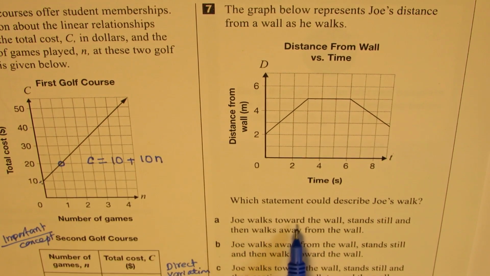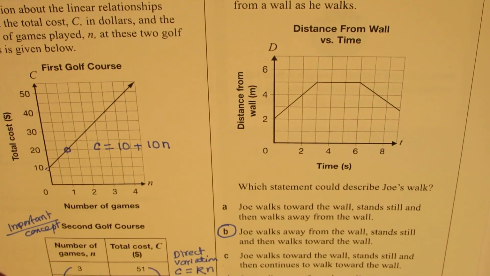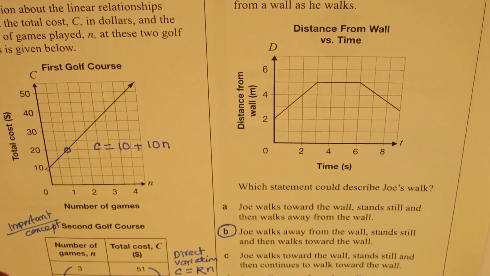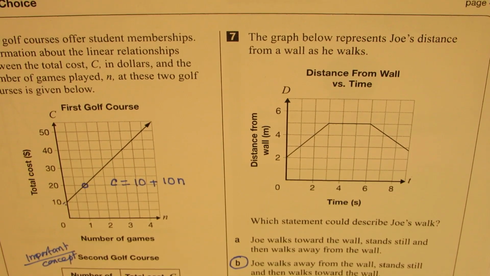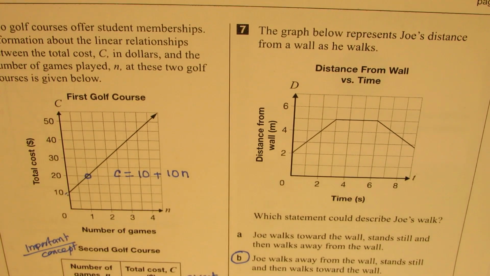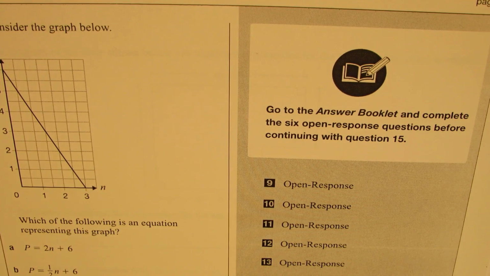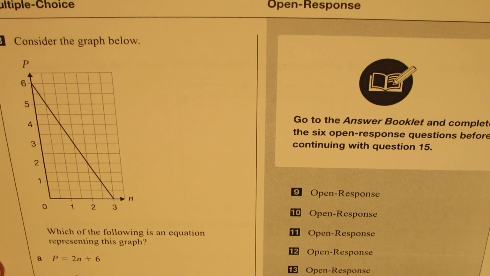A. Joe walks towards, that is wrong. B. Joe walks away from the wall, stands still, and then walks towards the wall. That is absolutely correct. So that is how you have to do. Once you find the correct answer, you don't really have to read the others because that could be confusing at times. Now let's move on and take the next question, which is again based on a line graph.